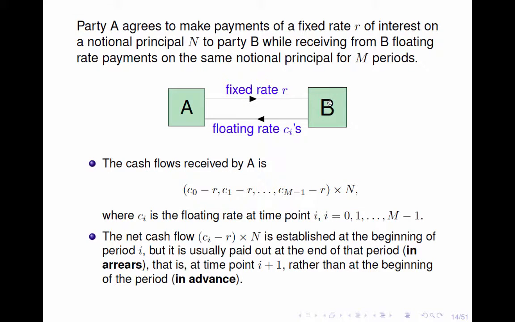Note that the net cash flow (Ci minus R) times N is established at the beginning of each period i, but it is usually paid out at the end of that period. That is, the payment is settled at the time point i plus 1. This is called paid in arrears. In the case when the payment is settled at the beginning of each period, we call it paid in advance.